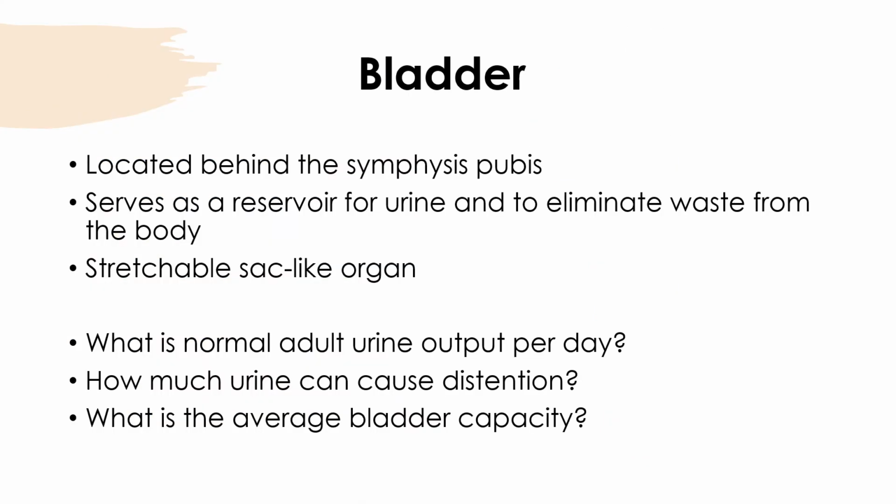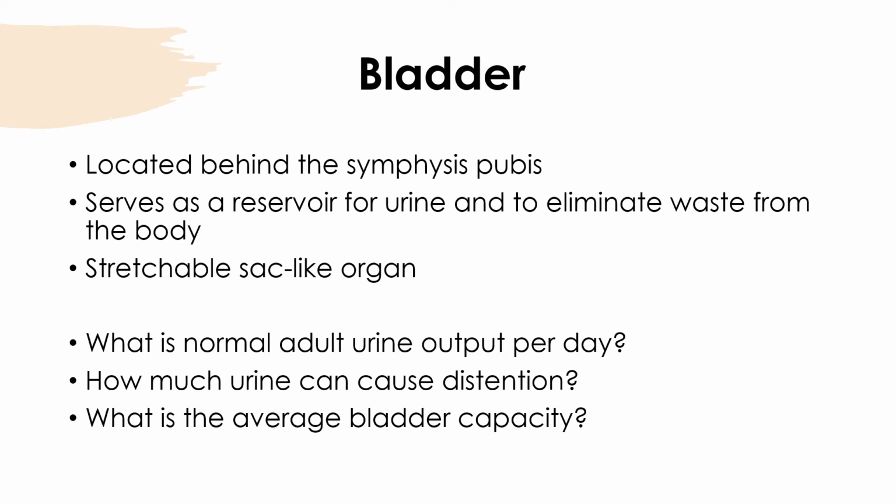Next, we're going to talk about the bladder, and that's located behind the symphysis pubis, and it serves as a reservoir for urine, and it eliminates waste from the body, and it's a very stretchable sac-like organ. So what do you think the normal adult urine output per day is? And that would be 1,500 mLs per day. And how much urine can actually cause distension? 200 to 250 mLs can start to cause moderate distension, really soliciting the urge to void.